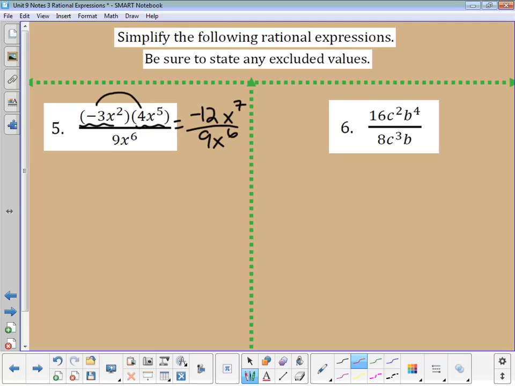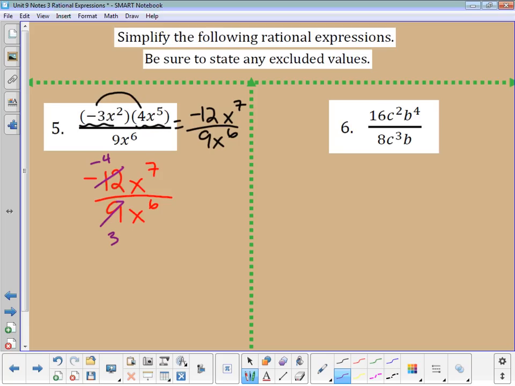So now, with that fraction, that rational expression, I'm going to look for common factors. I have a common factor with the negative 12 and the 9. Negative 12 and 9 are both divisible by 3, so I'm going to divide out the 3. Negative 12 divided by 3 is negative 4, and 9 divided by 3 is 3. And then I look at the x's. I have x to the 7th power on top and x to the 6th power on the bottom.